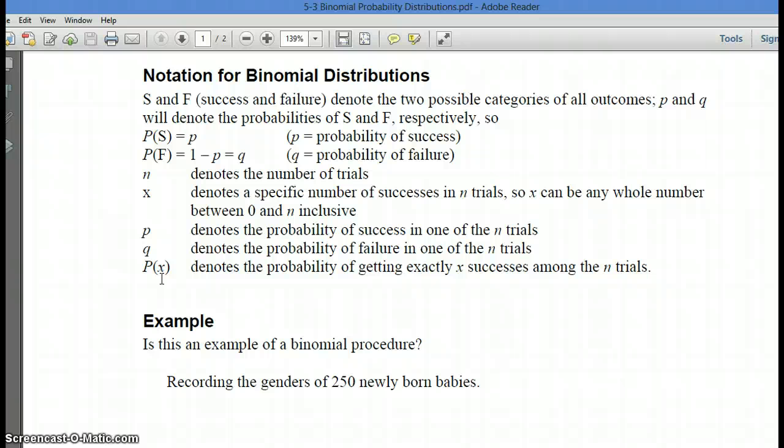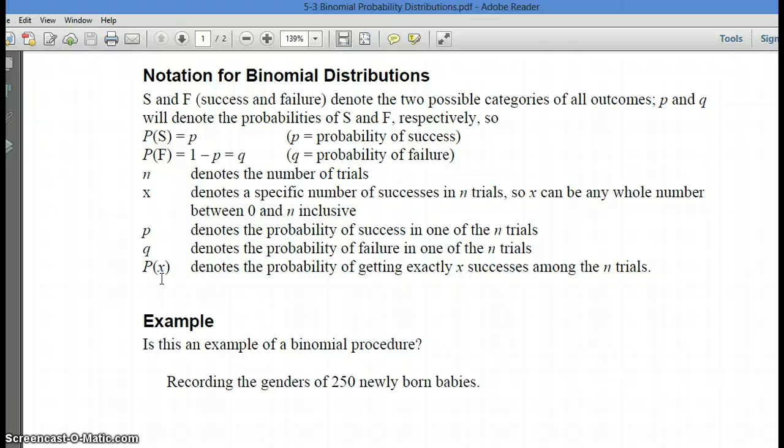So an example: do we have a binomial procedure? Suppose we're recording the genders of 250 newly born babies. So there are 250 trials, that would be N. In general, there are two genders of babies. There's female and male, so boy or girl. So there are two outcomes.